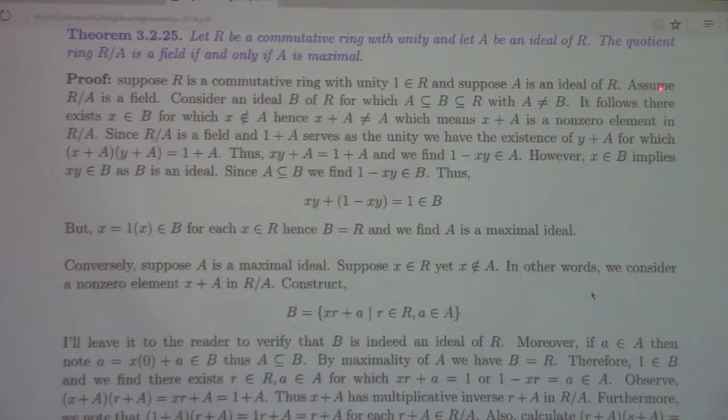Now, next here, I am assuming that R mod A is a field. All right, what's my goal? I want to show it's maximal, right? So, notice that 1 plus A serves as the unity. Why is that? Here's the details down here for that if you don't believe it. 1 plus A times R plus A is equal to 1R plus A, which is equal to R plus A. So you see that 1 plus A serves as the unity for the quotient, right? Okay. I probably should have that as a lemma earlier in the notes or something.